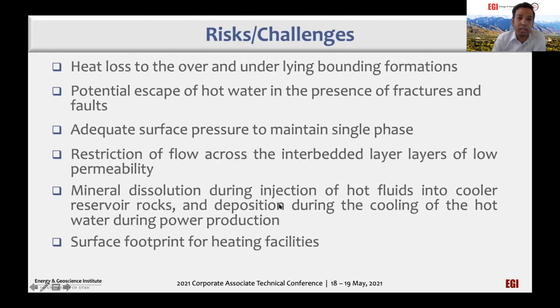So one of the challenges is to prevent the heat loss to the overburden and underburden. If we can find some suitable reservoir with this insulation, then it can be mitigated. There is a chance of escaping of hot water in the presence of faults and fractures. Also, if there are many interbedded layers, the flow can be restricted in certain layers. It will not reach all layers, and we need sufficient pressure to maintain the single phase because we are using 250 degree centigrade water. There are other problems with mineral dissolution and mineral deposit in the reservoir, on the surface of the pipe or equipment, and there are a lot of surface footprints also.